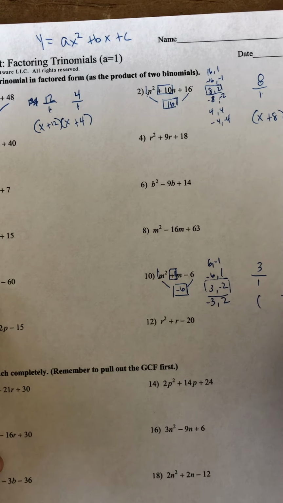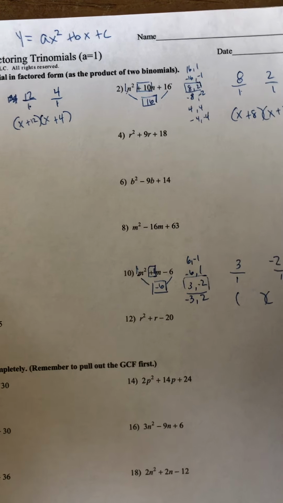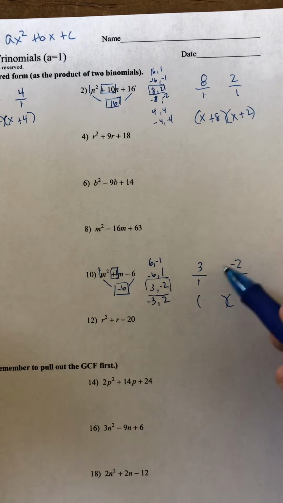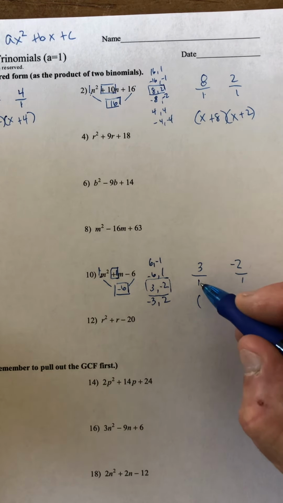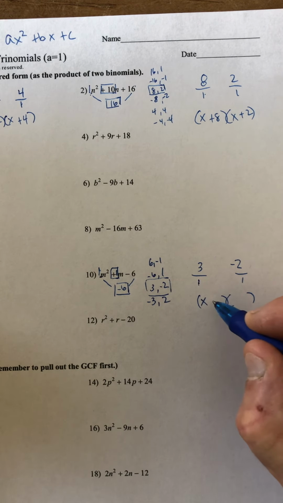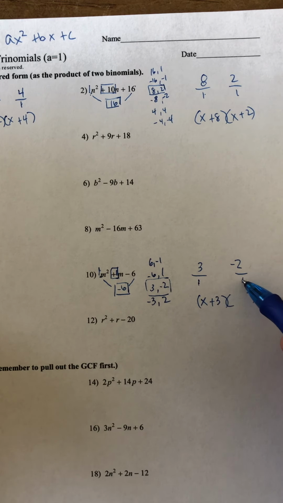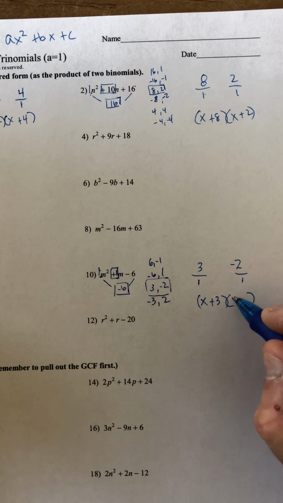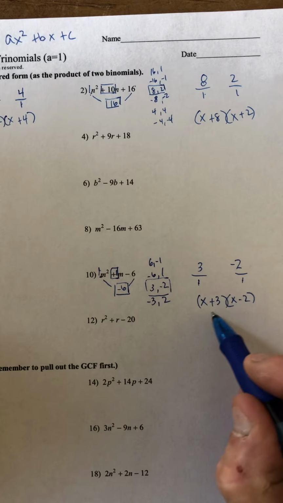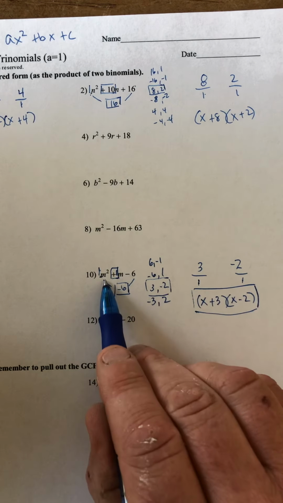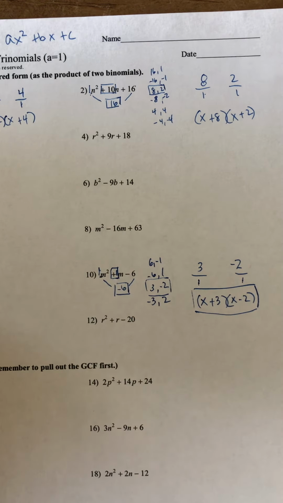I do my sets of parentheses. So I have a 1x and a positive 3. And I have a 1x and a negative 2. So this is my factorization of m squared plus m minus 6.